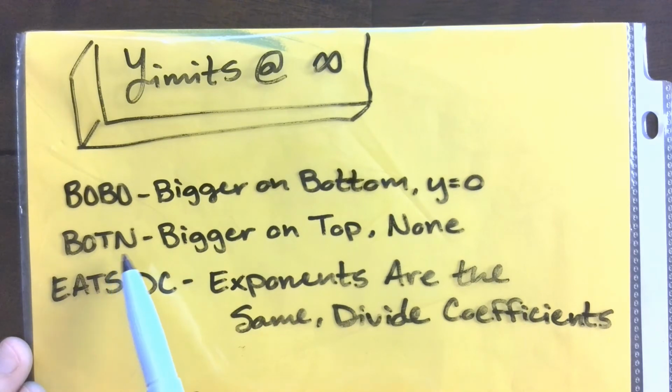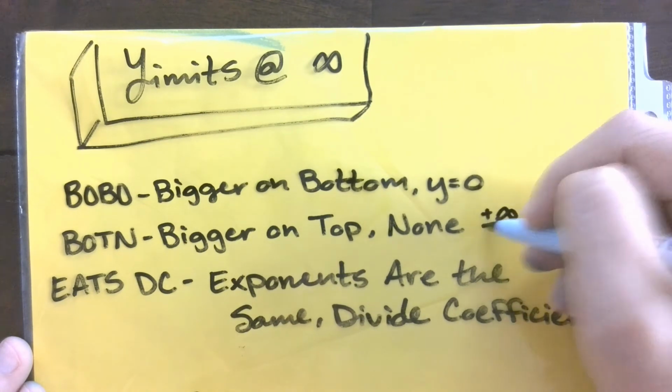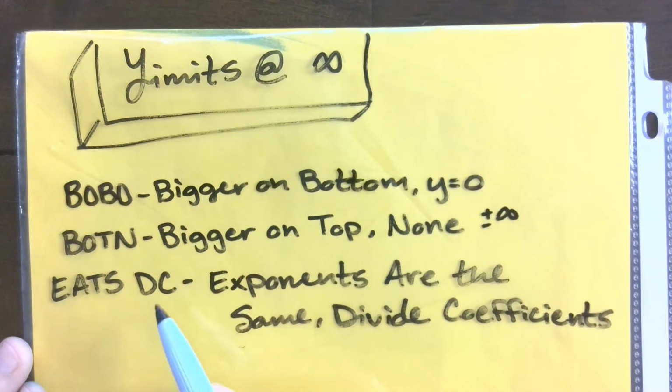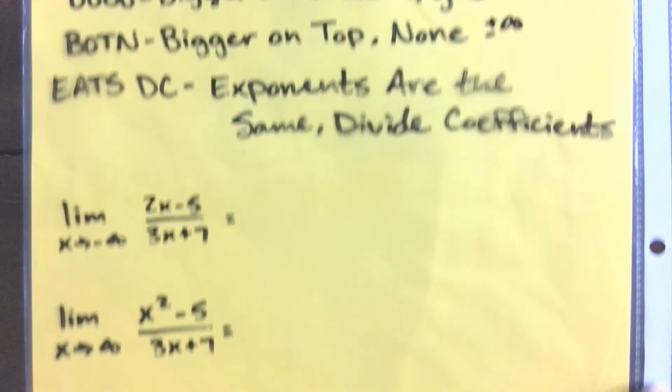If it's bigger on top, that means that there's not a horizontal asymptote, so our limit is going to be a positive infinity or a negative infinity. If we have an equal degrees situation, we'll divide the coefficients in order to get that the limit is going to be whatever that horizontal asymptote is. So just a few examples here.